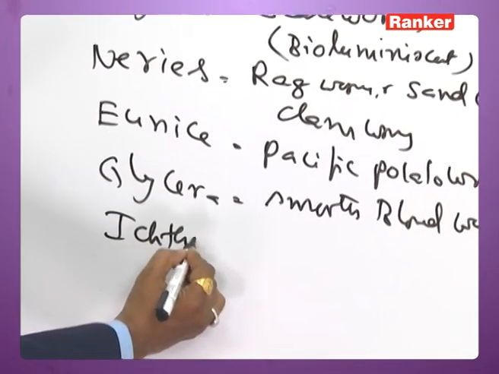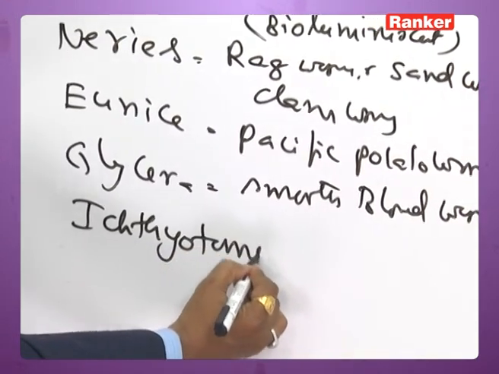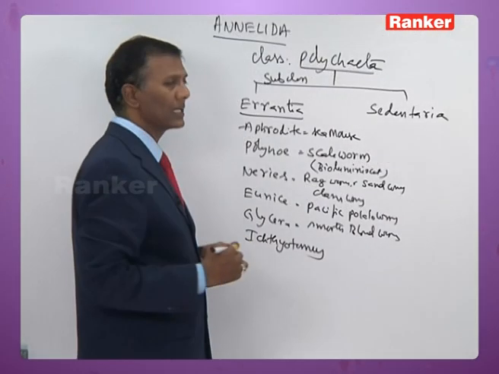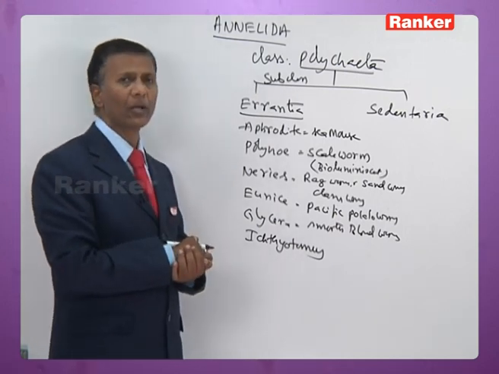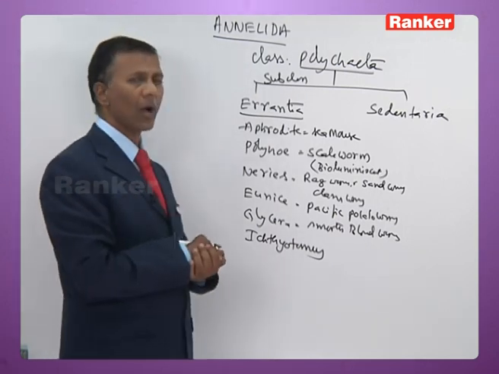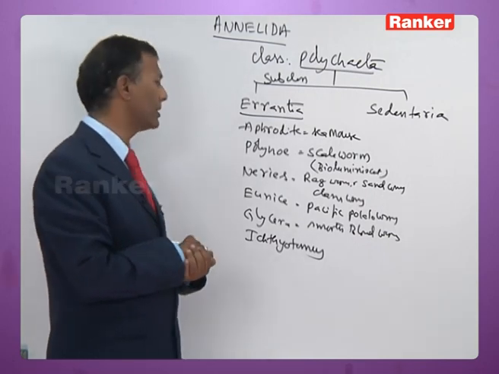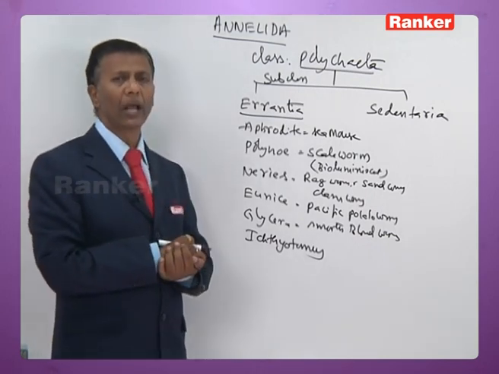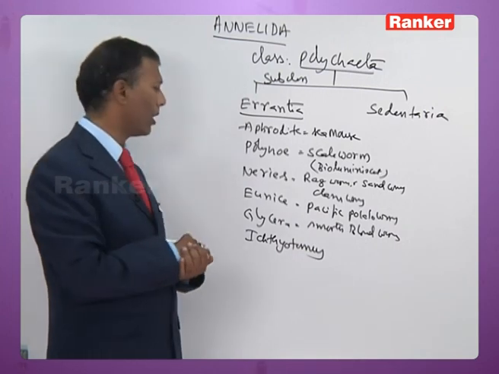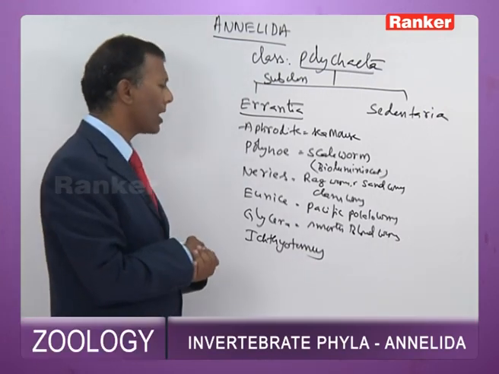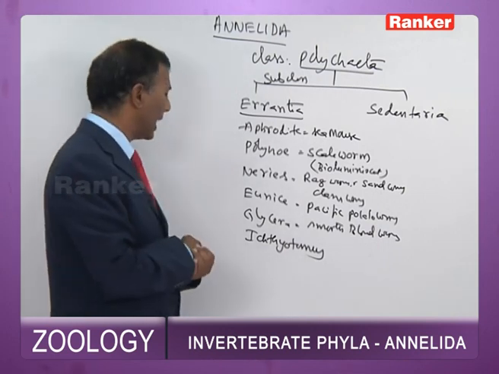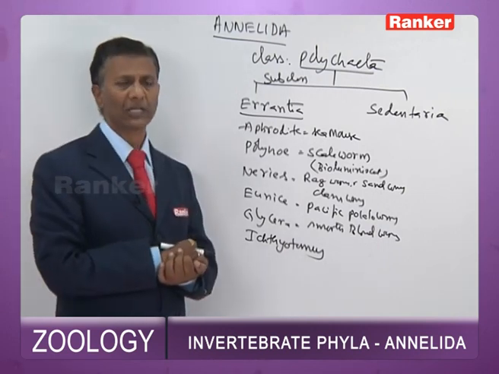Ichthyotomus. So these are some of the important examples of Errantia. Aphrodite, commonly called sea mouse. Polynoe, commonly called scale worm, which is bioluminescent. Nereis, commonly called clamworm, sandworm or ragworm. Eunice, commonly called Pacific palolo worm. Glycera, commonly called smooth bloodworm. And another example is Ichthyotomus.